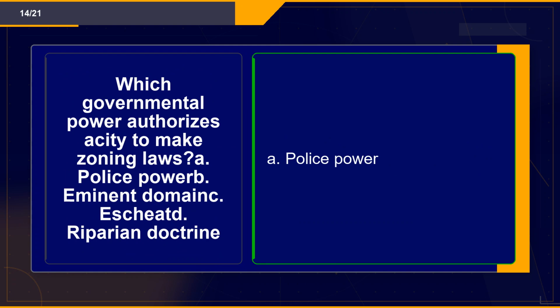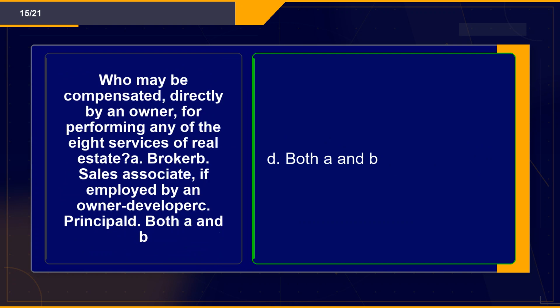Flashcard 14. Term. Which governmental power authorizes a city to make zoning laws? A. Police power. B. Eminent domain. C. Escheat. D. Riparian doctrine. Definition. A. Police power.